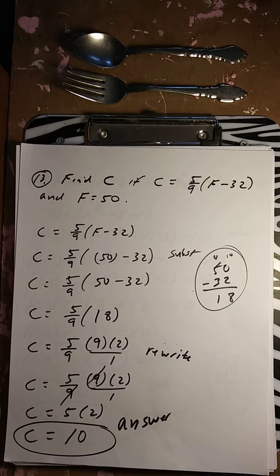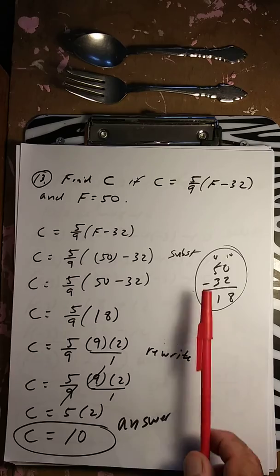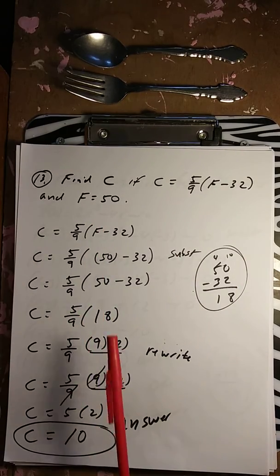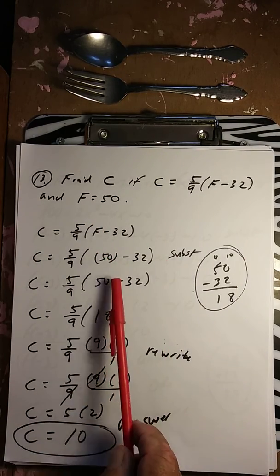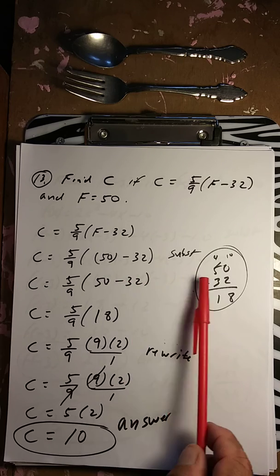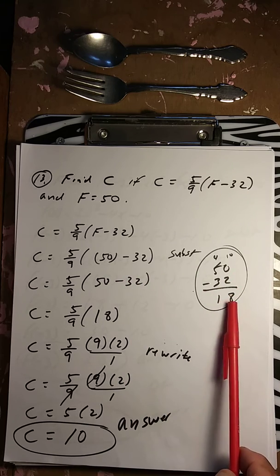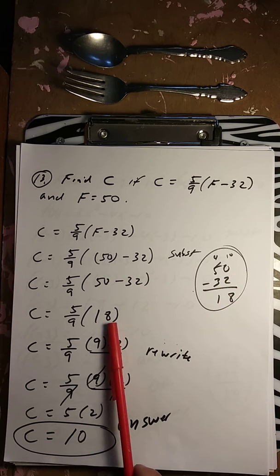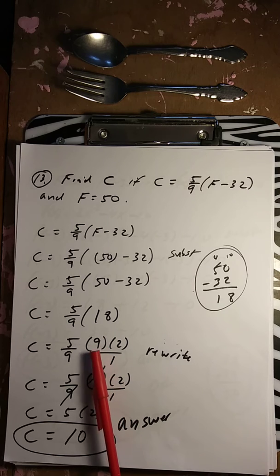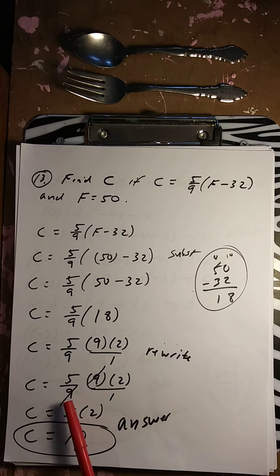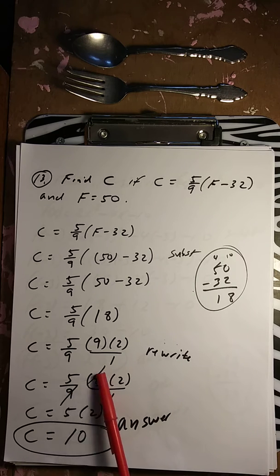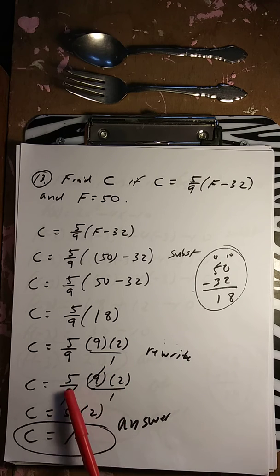Find C if C equals 5 ninths, F minus 32, and F is 50. Substitute in there the 50 for the F. 50 minus 32 is 18. So 18 is right there. So now 18 is the same thing as 9 times 2 if you rewrite it. So now notice that the 9 and the 9 downstairs, upstairs cancel. So what's left over is 5 times 2 over 1, but just 5 times 2. And then the answer is what? 10.